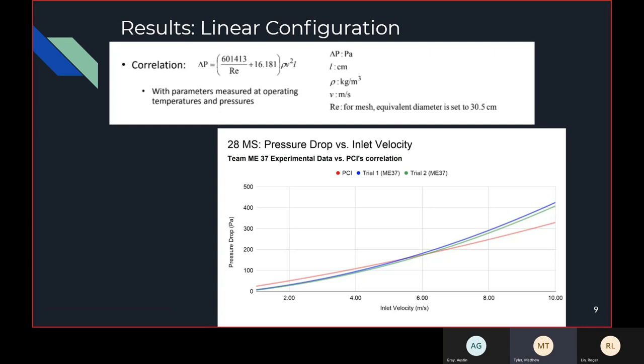Results for our linear configuration are as follows. The correlation above was given to us by PCI to predict the pressure drop for each velocity, as well as some constants. As you can see below in the red, this was the pressure drop we'd expect for our number of meshes and for the velocity. In blue and green, we have our trial data, which shows that it is a very good fit for PCI's, proving that PCI's initial estimate was correct.